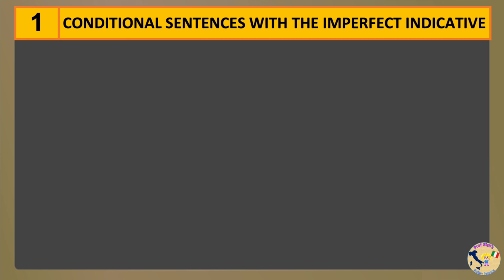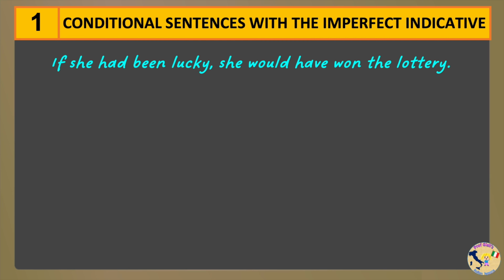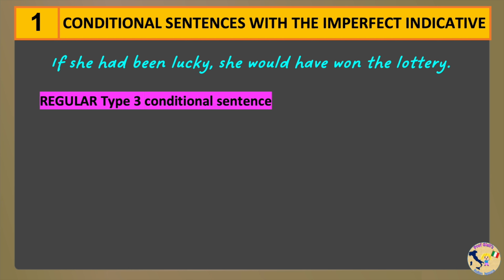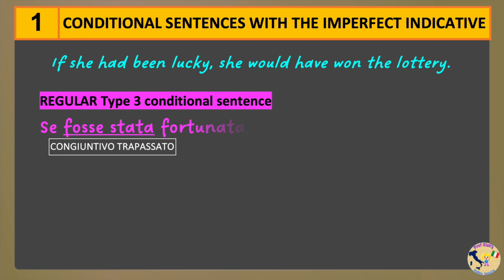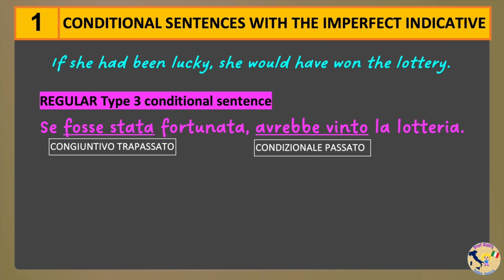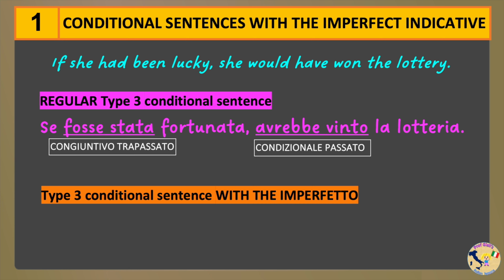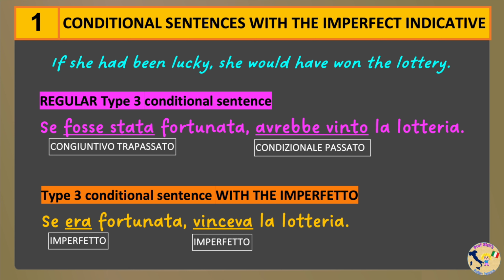Let's take another sentence. If she had been lucky, she would have won the lottery. Again, the Italian regular type 3 structure would be "Se fosse stata fortunata, avrebbe vinto la lotteria," whereas the informal conversational structure using the imperfetto is "Se era fortunata, vinceva la lotteria."